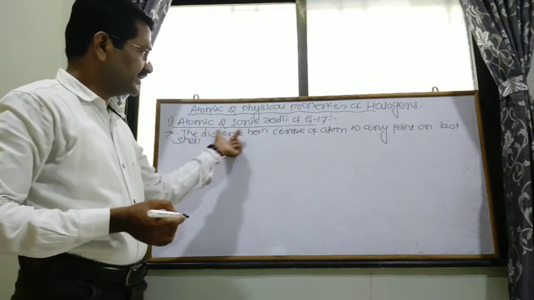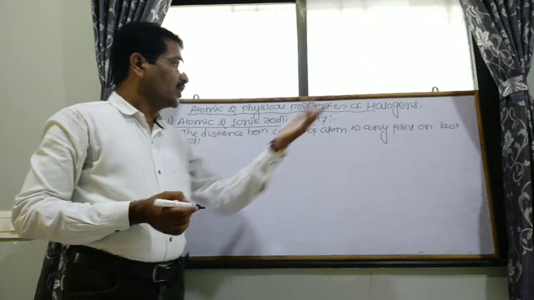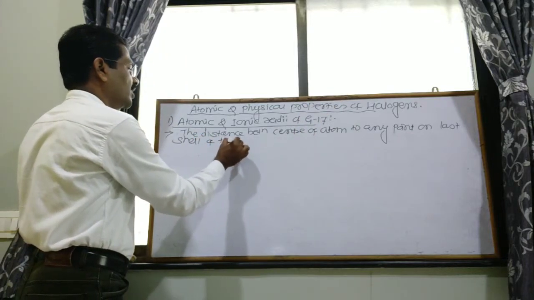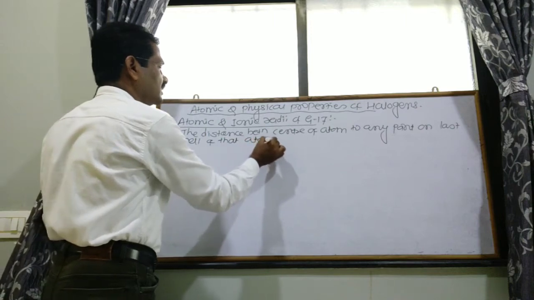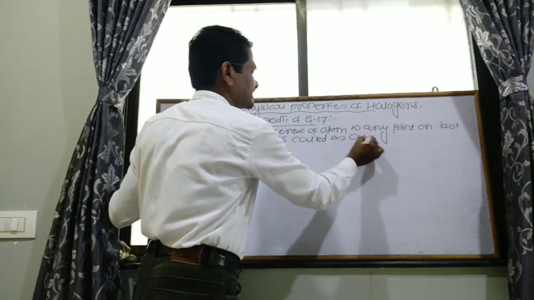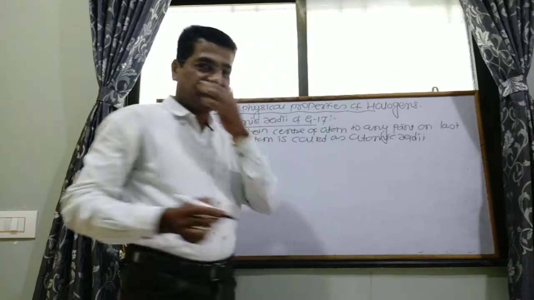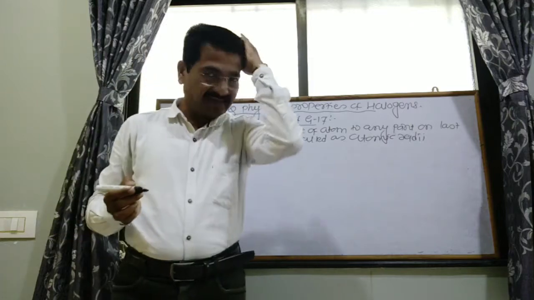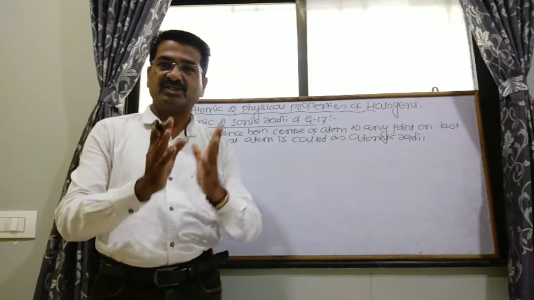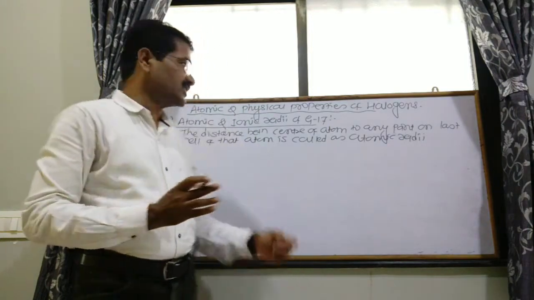The distance between the center of the atom to any point on the last shell of that atom is called atomic radii. So this is the definition of atomic radii. Then see the actual trend of atomic and ionic radii in halogens.